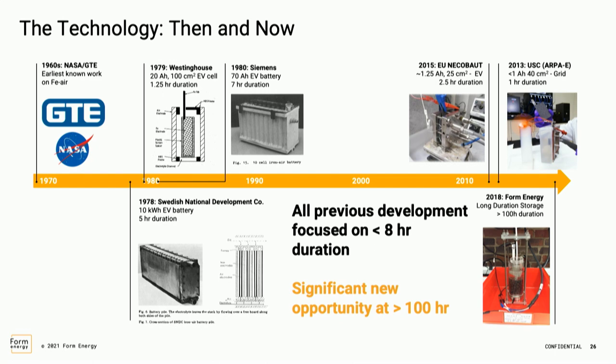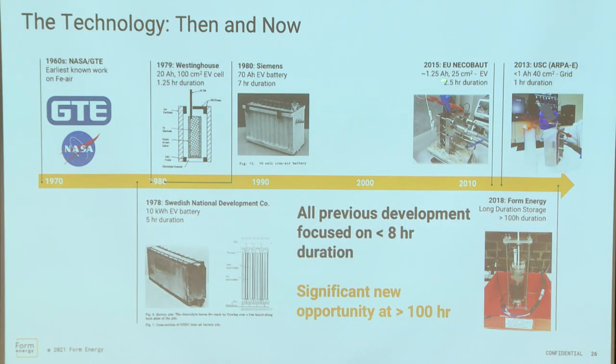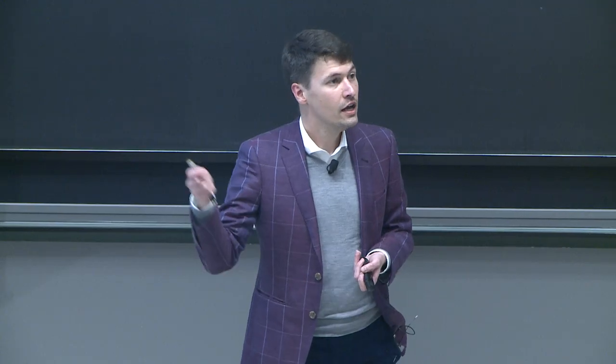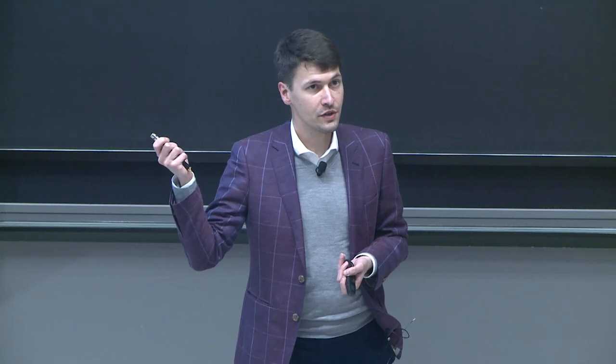In the 1970s and 1980s, there were three parallel efforts in the US, in Germany, and in Sweden around developing a couple hour duration, so 1 to 5 hour duration or 1 to 7 hour duration iron air batteries for automotive traction applications. Those got beat to market by valve regulated lead acid and some improvements to the internal combustion engine. And then it really sat around until the 2010s, when there was a project in Europe and an ARPA-E project in Southern California that were looking at 1 to 2 hour duration grid scale storage, so to compete with lithium ion. It turns out that round trip efficiency at short duration is not great.